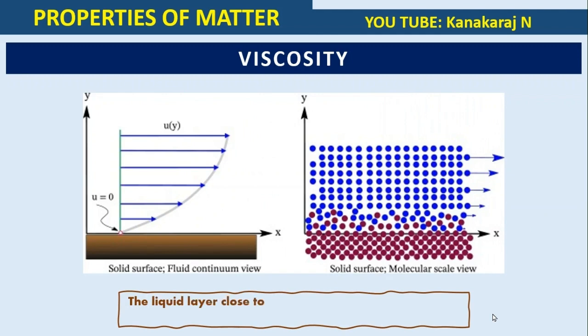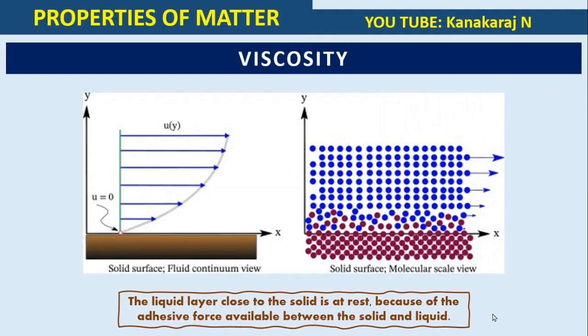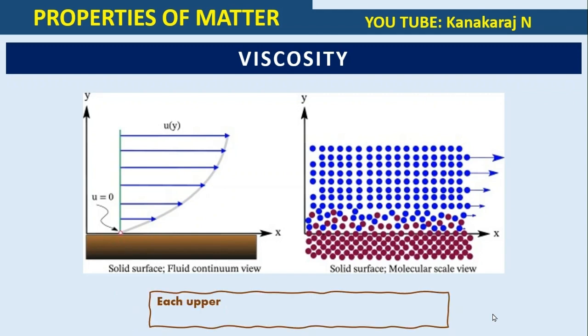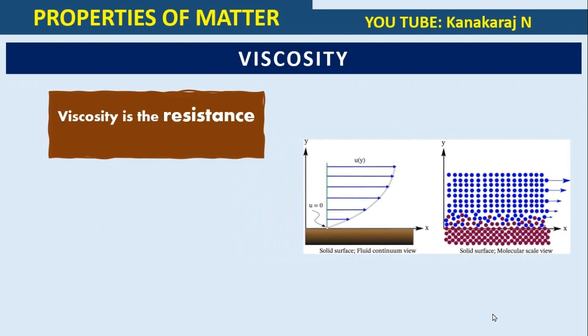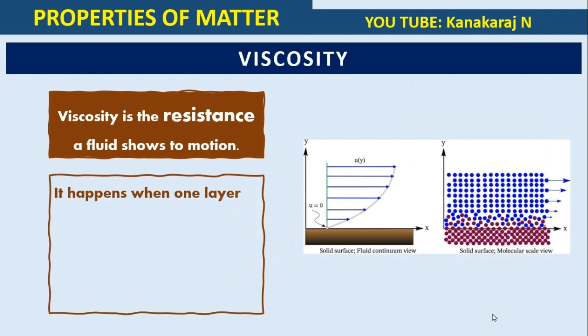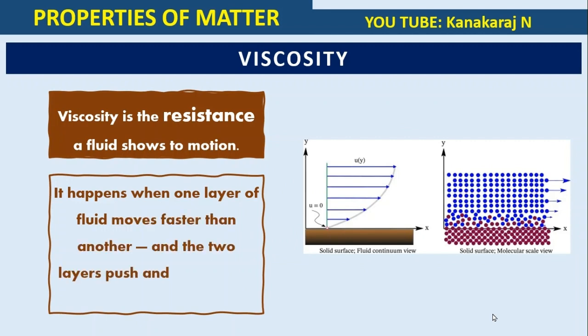The liquid layer close to the solid is at rest because of adhesive force available between the solid and liquid. Each upper layer has a little extra velocity than the lower one. Viscosity is the resistance a fluid shows to motion. It happens when one layer of fluid moves faster than another and the two layers push and pull against each other.